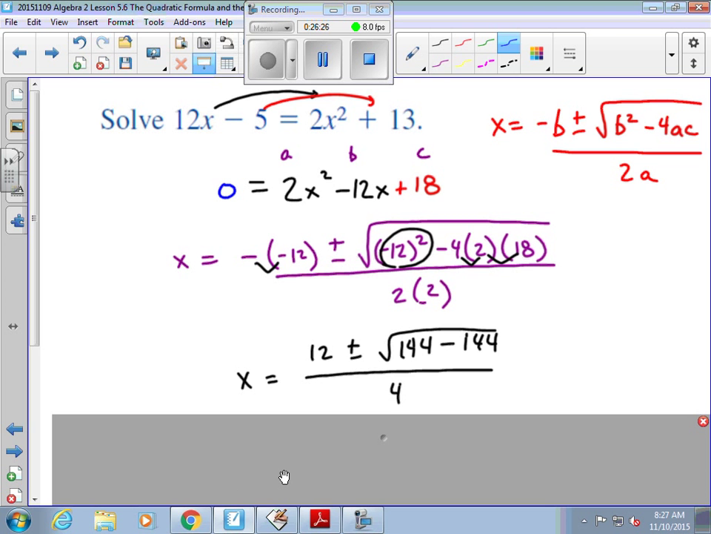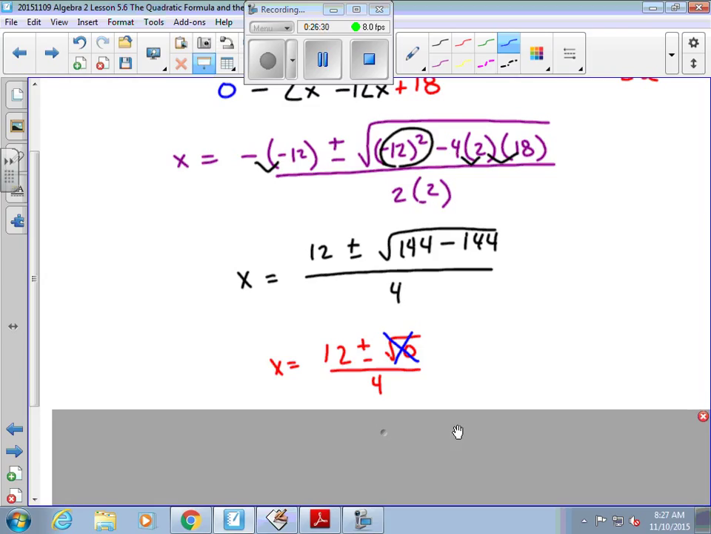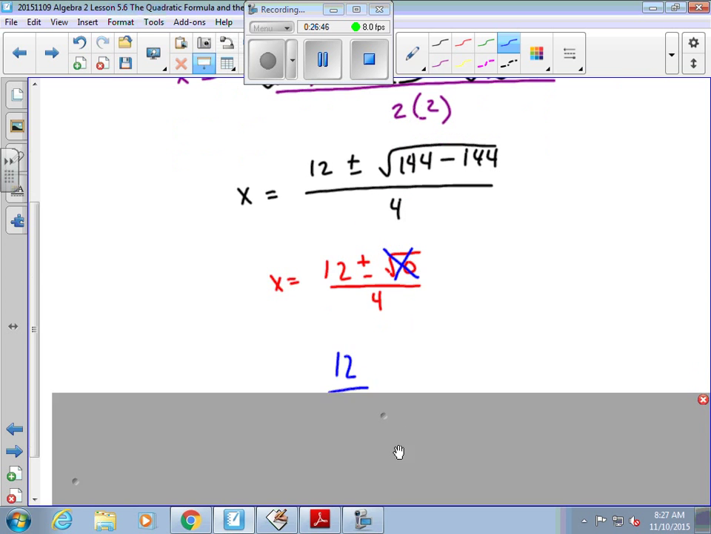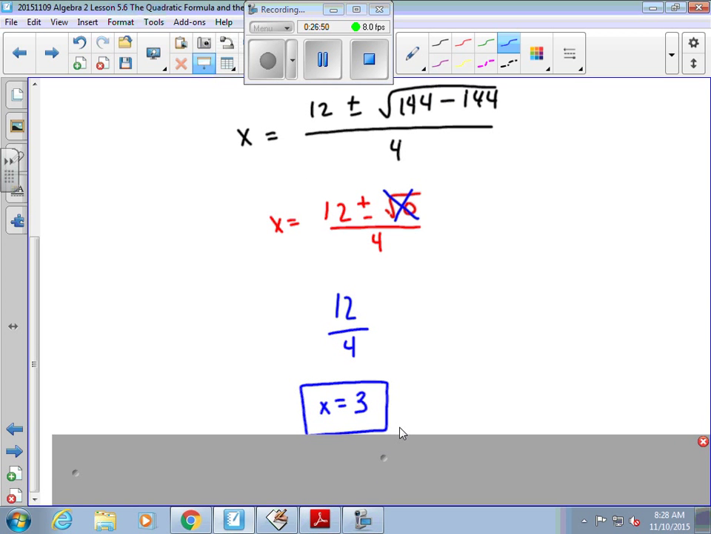When you simplify this, 144 minus 144, you get 12 plus or minus the square root of 0. Notice on top of that, I just eliminated that part of the problem, plus or minus 0. You're not adding or subtracting anything from it. So it winds up being one real number solution, 12 over 4, which is 3. So you have one real solution, and that solution is the number 3.